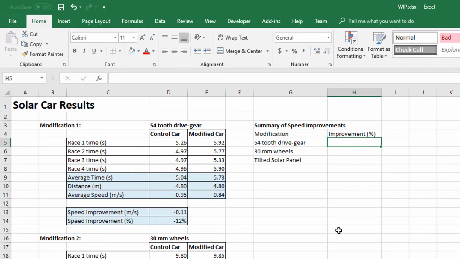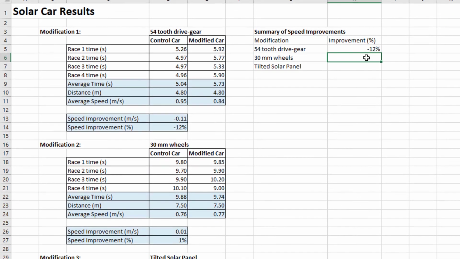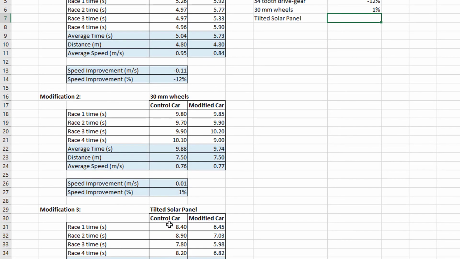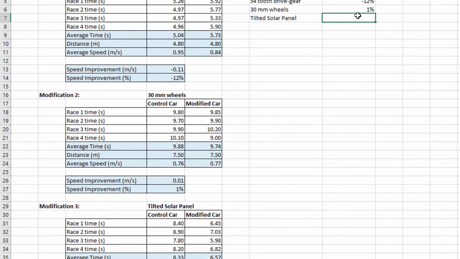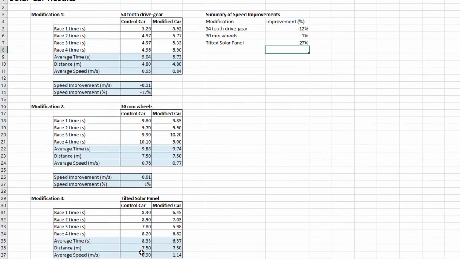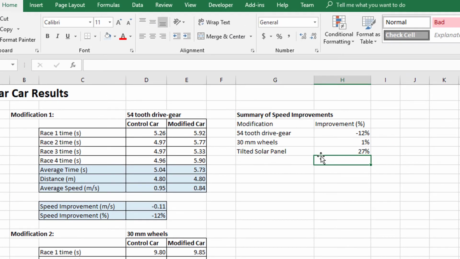Now, next to each modification, I want to know how much improvement that modification made. So again, I'm not going to copy. I'm going to tell Excel to calculate. It's not really calculate, but to link. So if I press equals there, equals, what was my improvement? My improvement was minus 12%. Enter. Okay, down on my next one, I'm going to type equals and come down to 1%. That was my improvement. And for my tilted solar panel down here, my improvement was equals, my improvement was 27%. Enter. Okay, so if I come back up here, you can see now that's my summary of improvements.